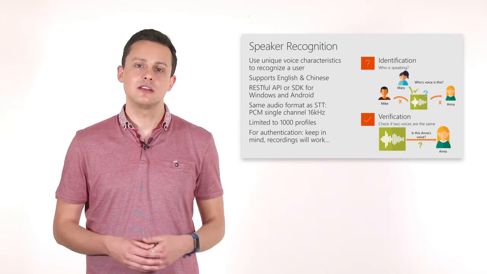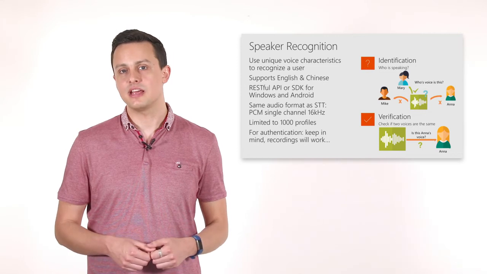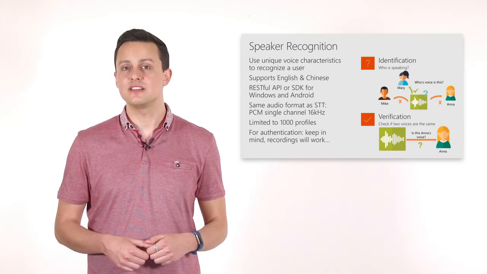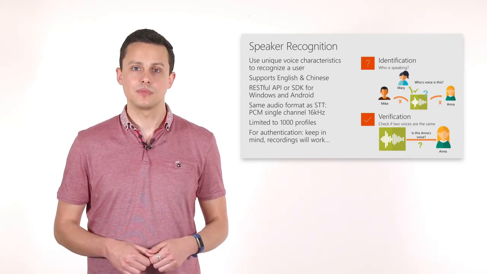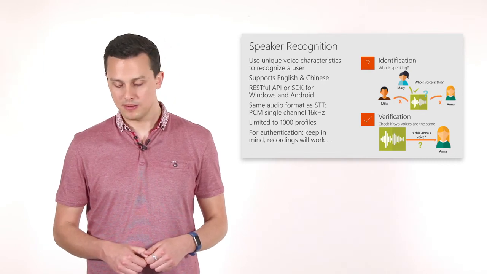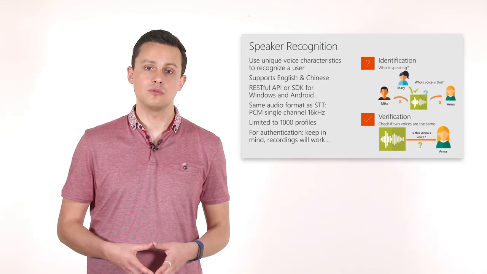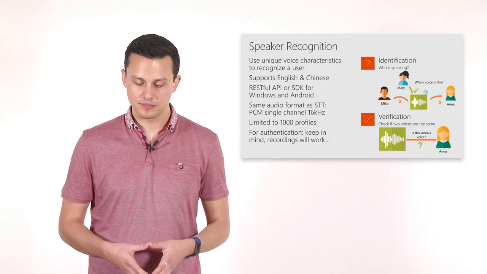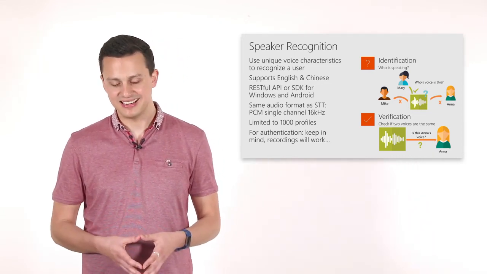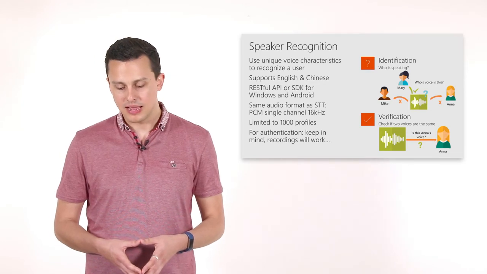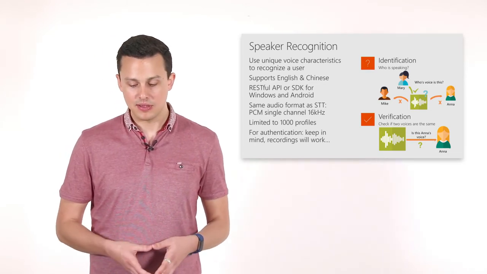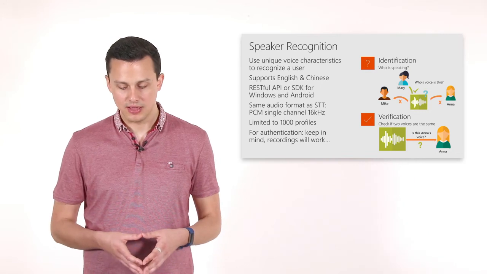The other service that it provides is verification. And in this case, the user has to say a specific authentication phrase, and then the service can identify whether it's the same person that you expect it to be. And we saw this in the Litware demo when I said, "My voice is my passport, verify me." Right now, the service only supports English and Chinese. It's available via a RESTful API or SDKs for Windows or Android.